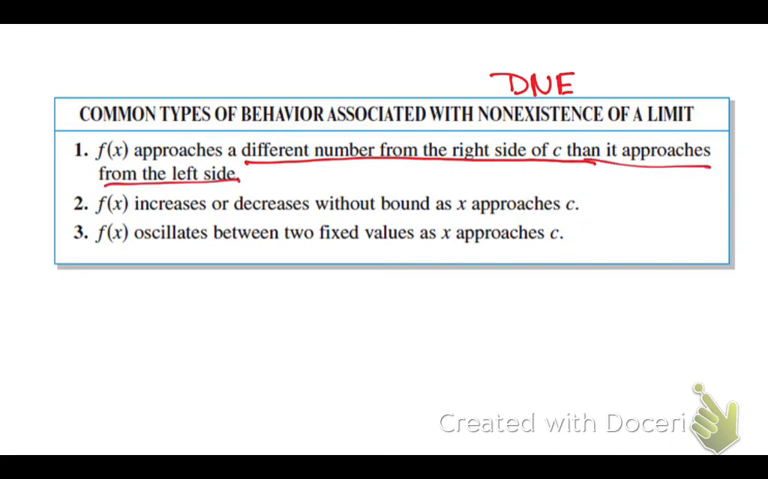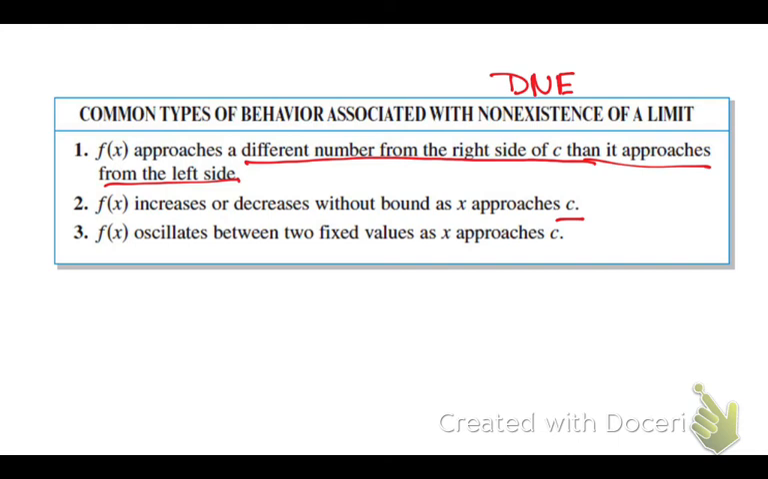Okay? From the left and from the right are 2 different values. We will discuss left and right hand limits next week. But when you don't specify a left and right, it is both. Does that make sense? So it approaches 2 different values. It doesn't exist if f of x increases or decreases without bound as you approach c. That's specific, not in general. Like the graph, it can approach, but if your c is there.